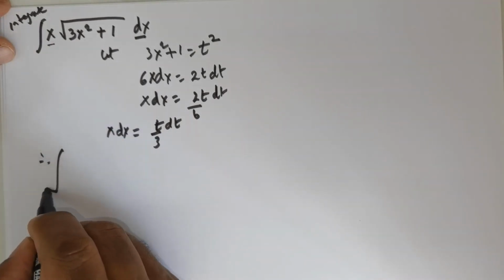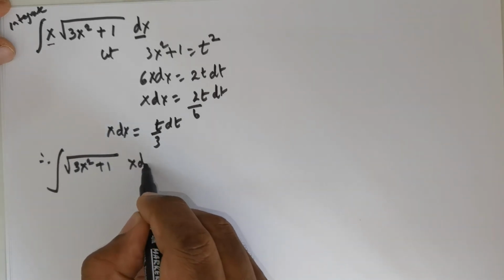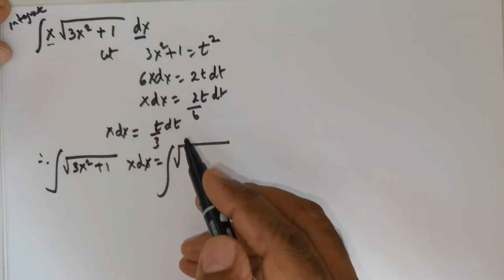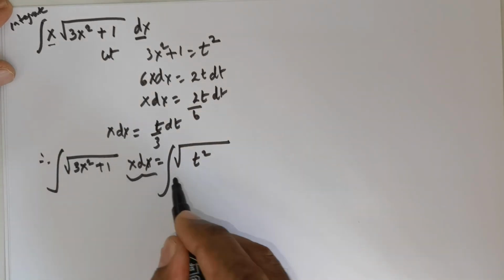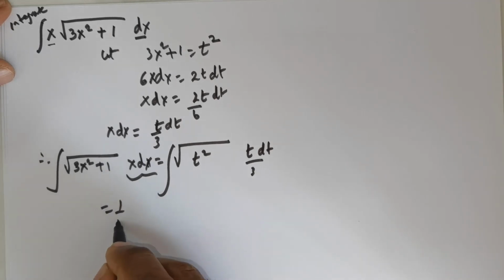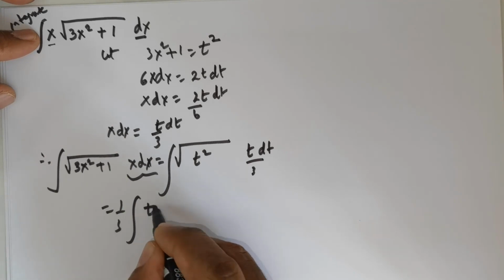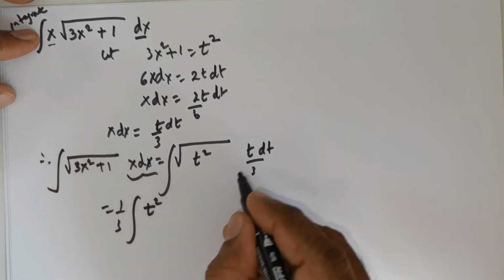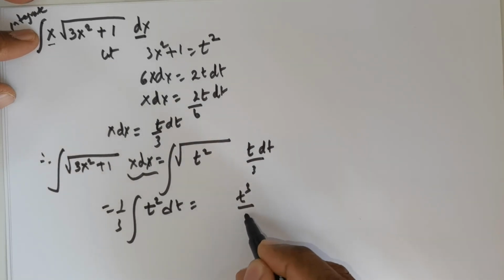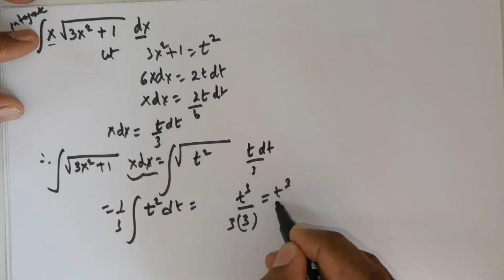So therefore the original question can be rewritten like this: the integral of root of 3x squared plus 1 times x dx is equal to the integral where, in place of 3x squared plus 1, you substitute t squared, and in place of x dx, you substitute t dt divided by 3. Move this 3 out, and root of t squared is going to be t, and you have a t there, so t into t is t squared dt. You integrate this, you get t raised to the power of 3 divided by 3. There is already a 3 there, so this is going to be t raised to the power of 3 divided by 9.